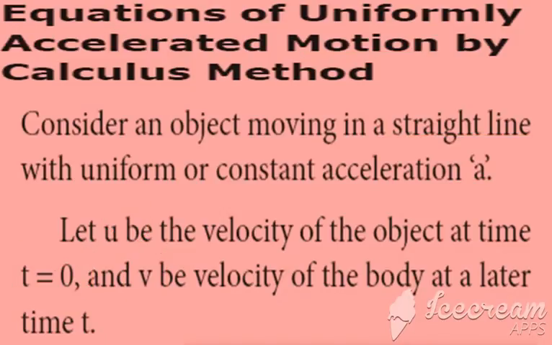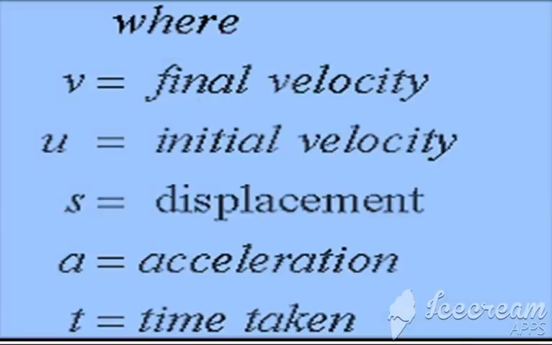Where I told you v is the final velocity, u is the initial velocity. We are taking s as the displacement, a to be the acceleration, and time taken is t. Yes, clear? So final velocity v, initial velocity u, s is the displacement, a is the acceleration, t is the time taken.